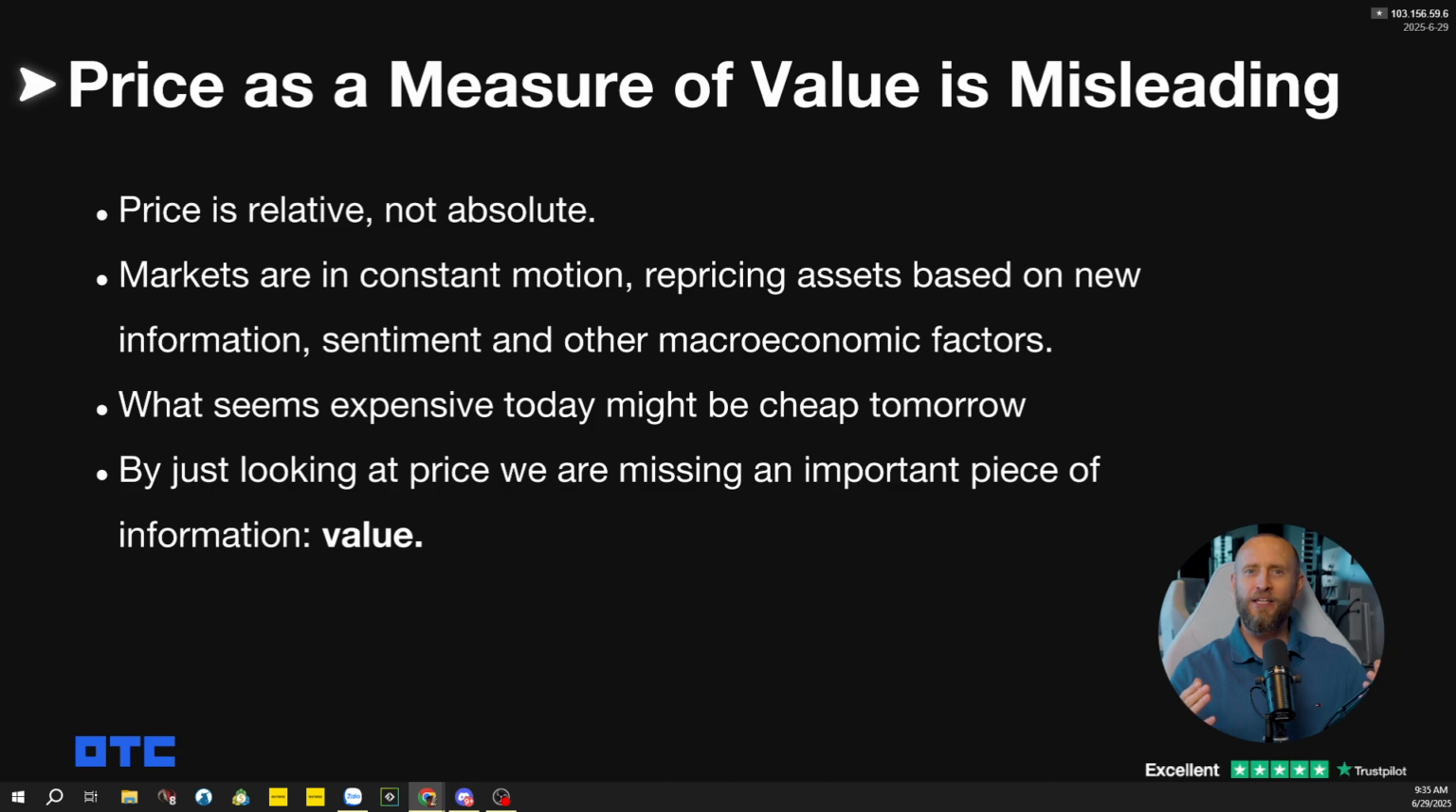Price as a measure of value is misleading. Price is relative, not absolute. By itself, price doesn't tell us if an asset is expensive or cheap. Markets are in constant motion, with prices shifting based on new information, sentiment, and macroeconomic factors. If we only focus on price, we're missing a key piece of the puzzle: value. Price simply tells us what an asset is trading for, but it doesn't reveal whether that price is fair compared to its relative worth or the broader market context. This relativity is why price is such an incomplete measure.